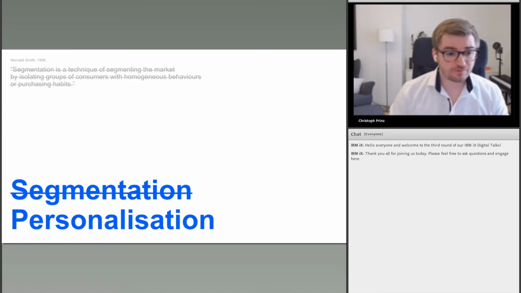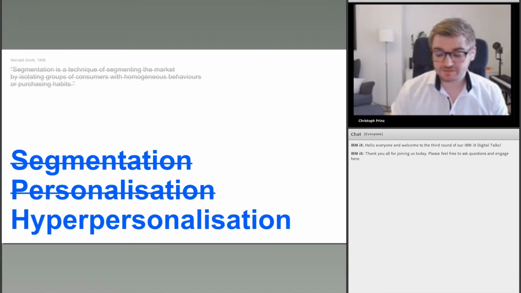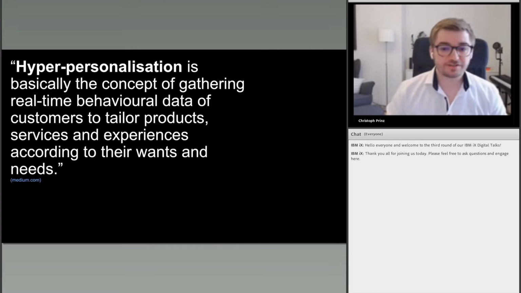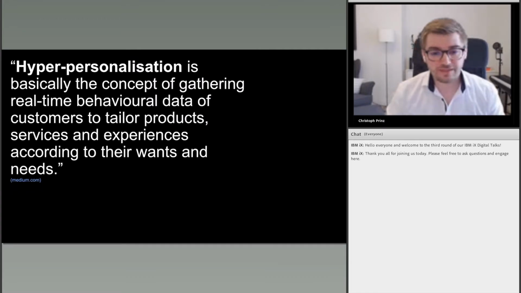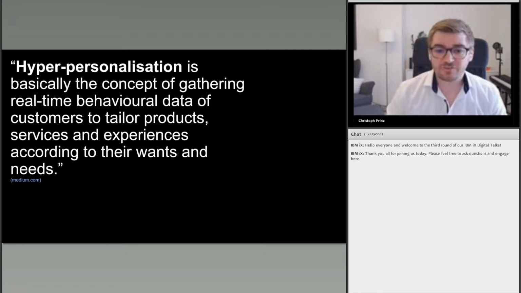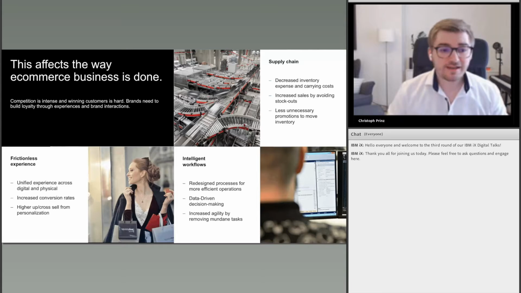And today we want to go even one step further, and we are talking about hyper-personalization. So we are not talking about any segments anymore. We are talking about individual persons when we talk about marketing and sales activities. So hyper-personalization is basically the concept of gathering real-time behavioral data of customers to tailor products, services, and experiences according to their wants and needs. This is a definition of this big buzzword, hyper-personalization. And yes, it does affect the way we do e-commerce business.